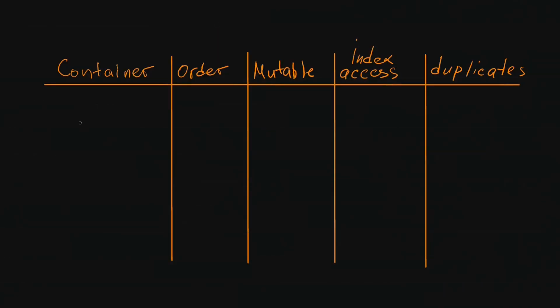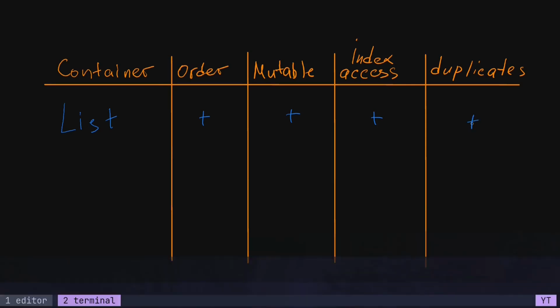Okay, we're done with the first container. List is ordered, list is mutable, you can access list items by the index, and you can have duplicates in the list. Next to go is the set.